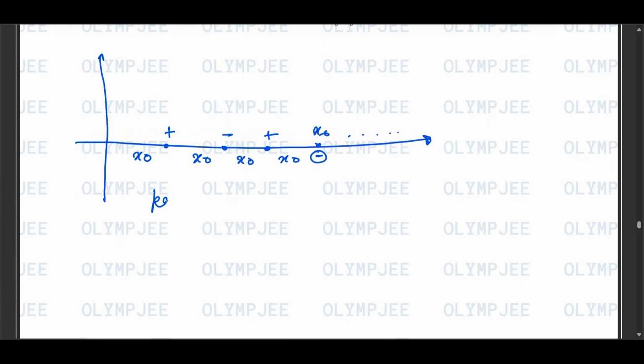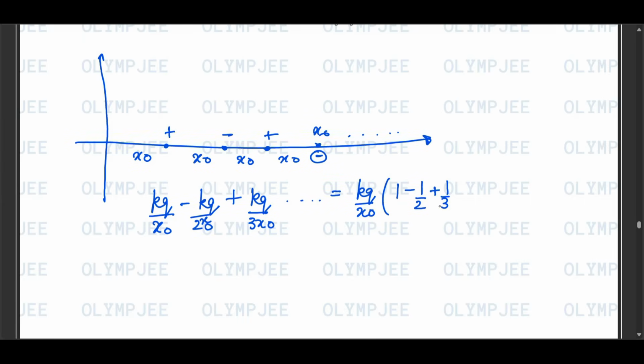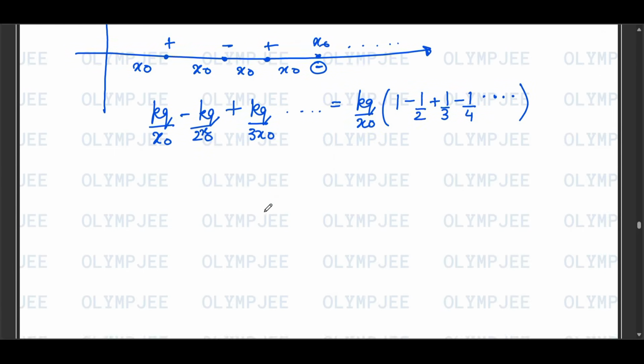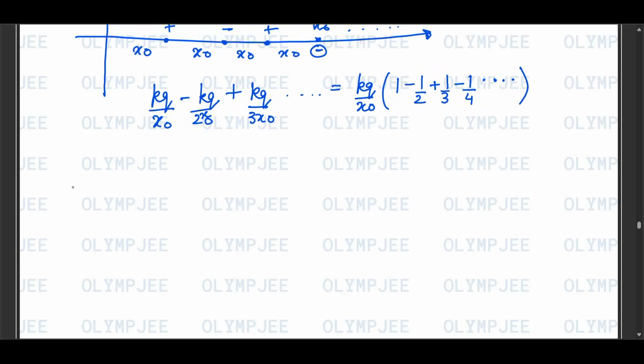It will be kq by x naught minus kq by 2x naught plus kq by 3x naught, and so on. So it will be equal to kq by x naught multiplied by 1 minus half plus 1 by 3 minus 1 by 4, and so on. And this question came in JEE also, and it has been repeated in NSEP. So the trick here is to remember the Taylor series of ln 1 plus x.